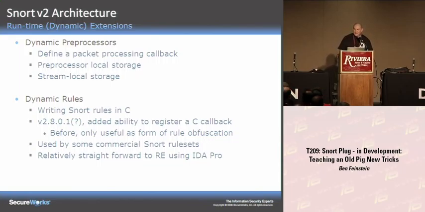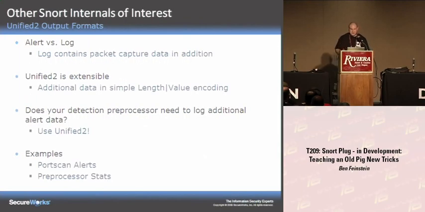2615 was the version I'm hearing from SourceFire. So basically, some commercial Snort rule sets out there use these dynamic rules for some of their rules. However, it's relatively straightforward to reverse engineer these files in something like IDA Pro. So it does raise the bar in terms of obfuscating the content of your rules, but it's not going to prevent a more skilled adversary from figuring out what's in there.